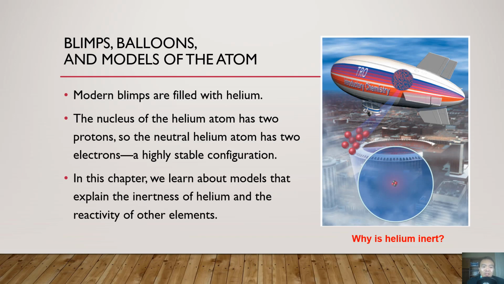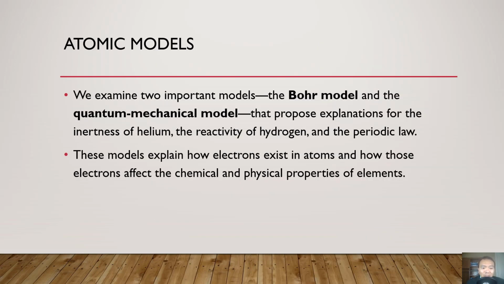Modern blimps or balloons are almost always filled with helium because the helium atom has two protons and two electrons. It's a very, very stable configuration. Helium is very unreactive. In this chapter, we'll learn about the models that explain why helium is very stable and has very low reactivity. In this chapter, we'll study two important models. The first is Bohr's atomic model, and the second is the so-called quantum mechanical model. And we'll try to explain why some elements are more reactive than others.